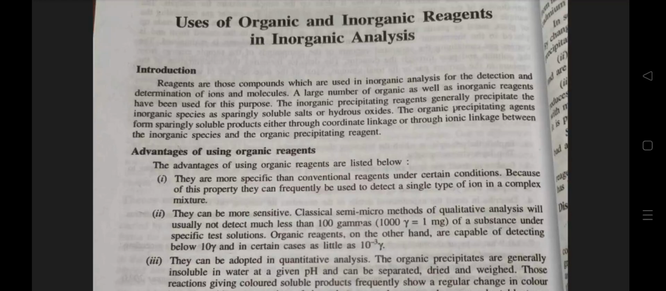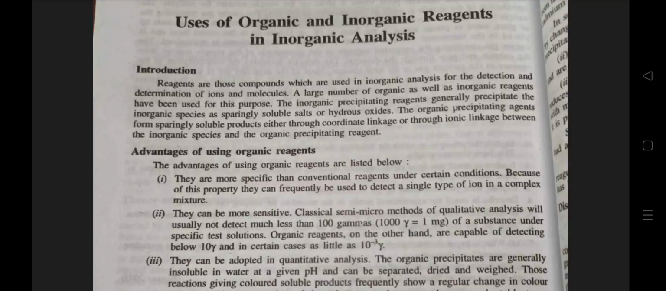Advantages of using organic reagents. The advantages of using organic reagents are listed below. They are more specific than conventional reagents under certain conditions. Because of this property, they can frequently be used to detect a single type of ion in a complex mixture. They can be more sensitive.